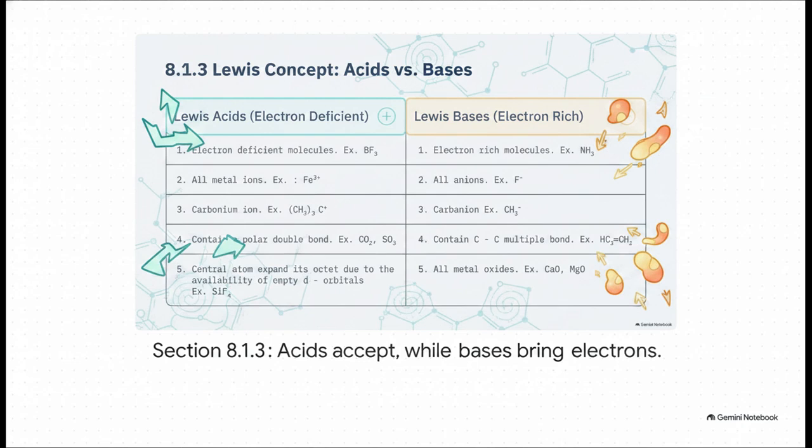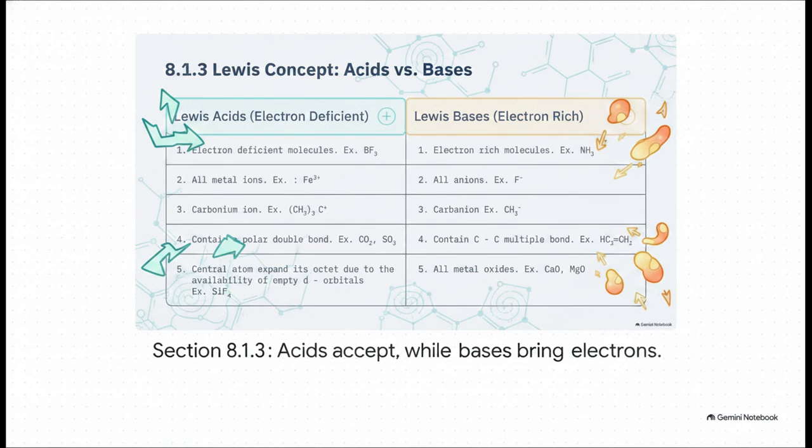It's super straightforward. Lewis acids, electron deficient. Lewis bases, electron rich. Let's break that down simply. Lewis acids are electron deficient. That means they are hungry for electrons. They need them. Think of things like BF3, positive metal ions like Fe3+, or carbonium ions. They will always accept electrons.